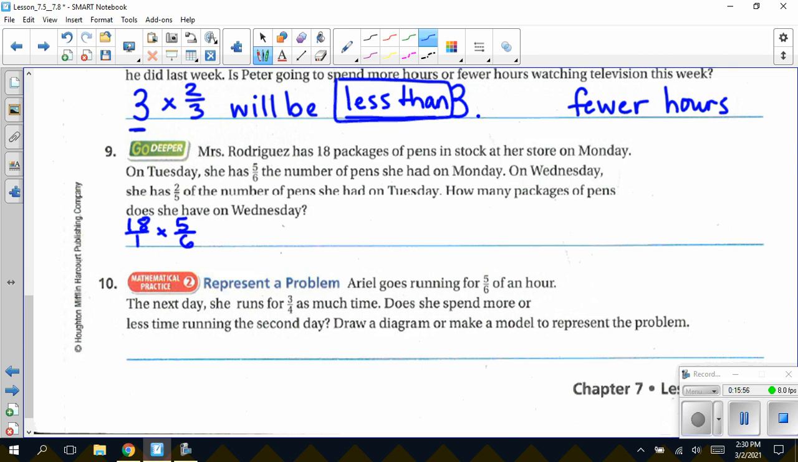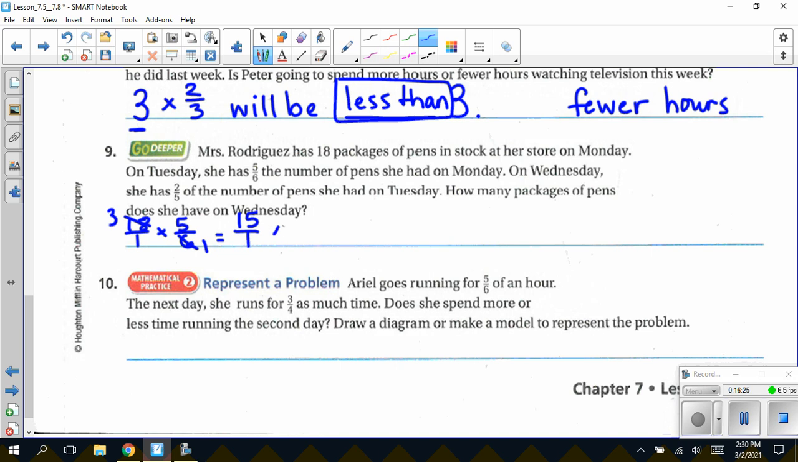Before I actually multiply, I want to cancel, so that way it's less work at the end. So 18 and 6 can both be divided by 6. 18 divided by 6 is 3. 6 divided by 6 is 1. So I have top times top, which is 15, bottom times bottom, which is 1. And I'm going to go ahead and leave that 15 over 1 because I know on Wednesday she has 2/5 of the number from Tuesday.